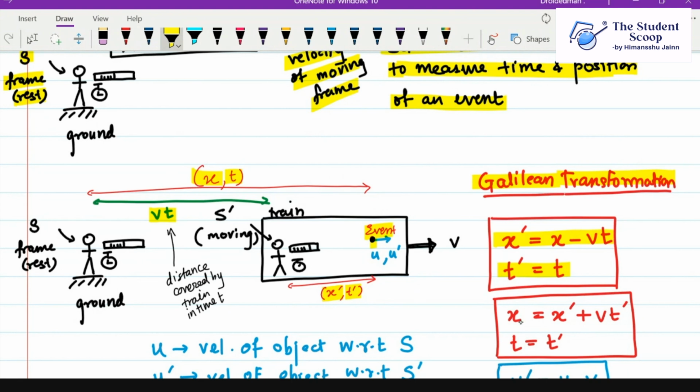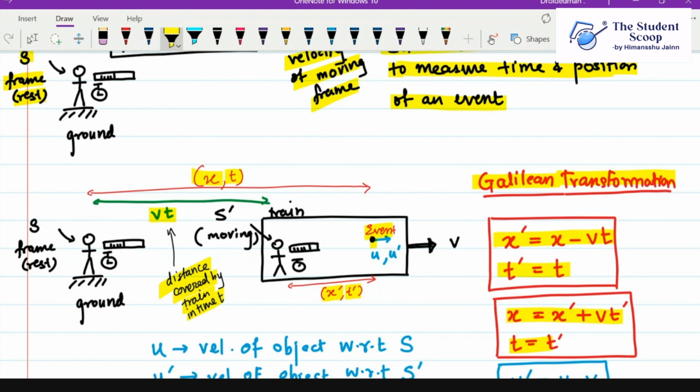If x and t are given, then we can find x dash and t dash, and similarly if x dash and t dash are given, we can find the x coordinate and t coordinate by using a similar relationship. Until this point, everything makes sense. This is the simple Galilean transformation, something we use in regular kinematics as well in the case of relative motion.